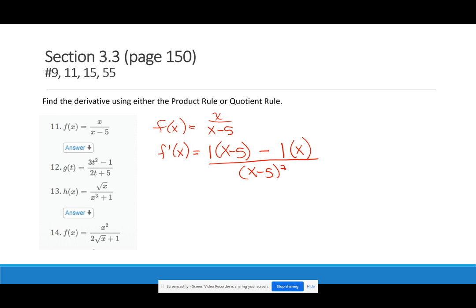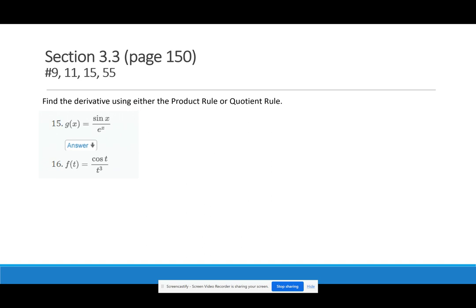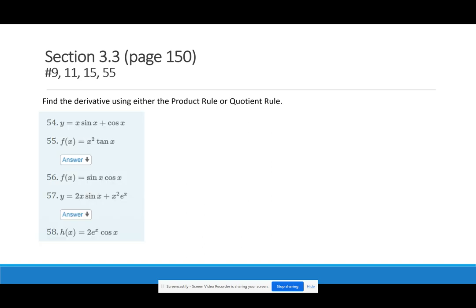Okay. Now these sometimes do get messy. This one's not too bad. If we just simplify that numerator, we wind up with a negative 5, because those x's cancel, over x minus 5 in parentheses squared. Okay. So section 3.3 was finding the derivative using the product or quotient rule. So we've done one of each of those. That's also just quotient rule. Let's go ahead and look at, all right, we'll do one more.